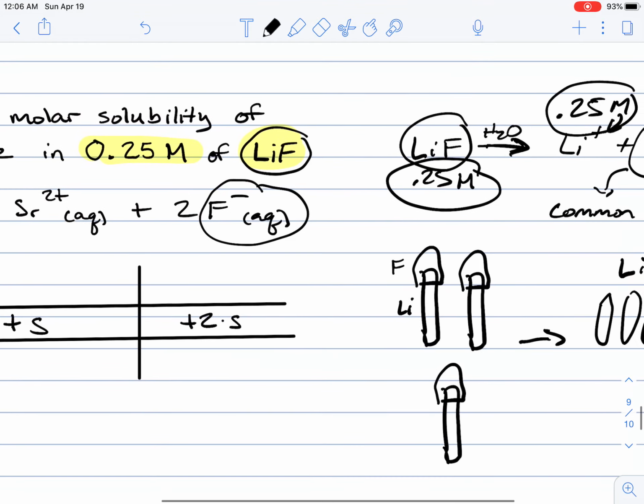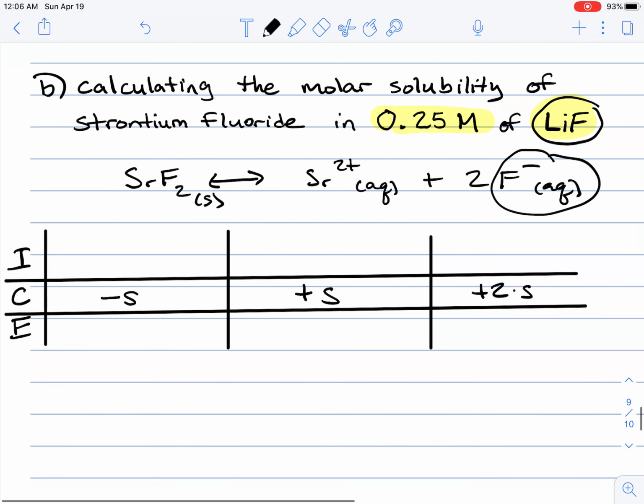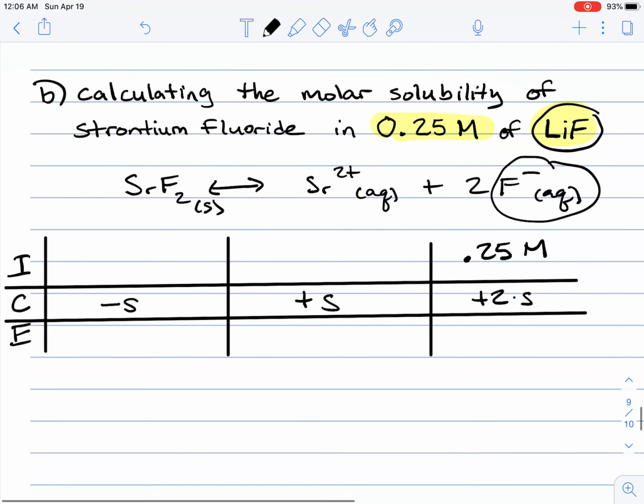Okay. And so what this is telling us, if you read the problem a little bit more, is to calculate the molar solubility of strontium fluoride in 0.25 molar lithium fluoride. So there is already lithium fluoride present in the solution, and therefore there is an initial concentration. The initial concentration is 0.25, but that's going to be placed under fluoride because that is the common ion between our substance and the substance that's already present in the solution.